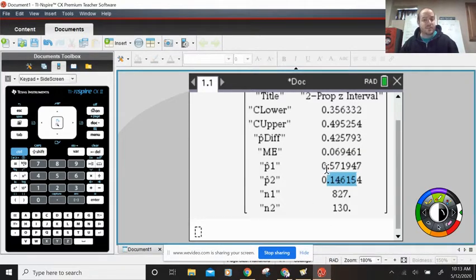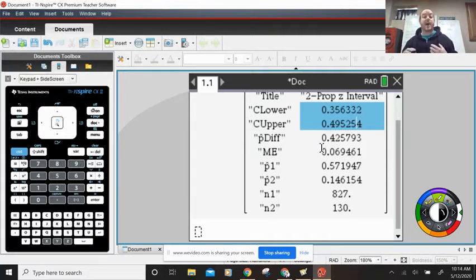How large is that difference? Well, remember, when we're trying to produce a difference, we start off with the difference between those two, which was 0.425793. And then we go to the left and right a certain number of standard errors. In this case, because we're doing a 95% confidence interval, we go 1.96 standard errors in either direction. So that gives us these two numbers right here, the 0.356332 and the 0.495254.